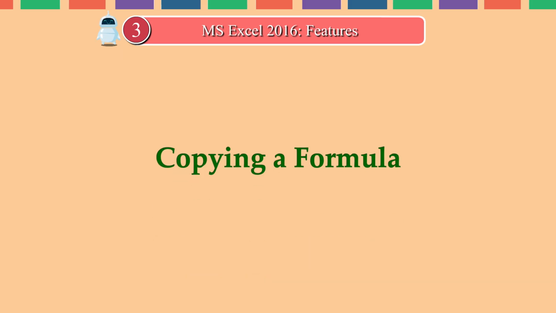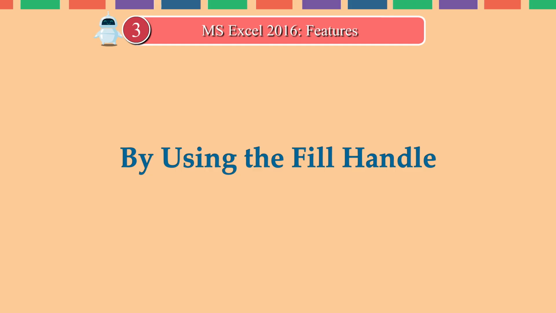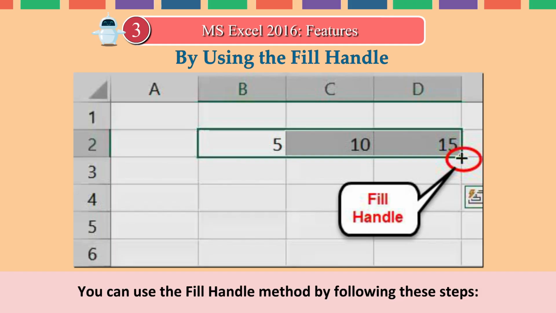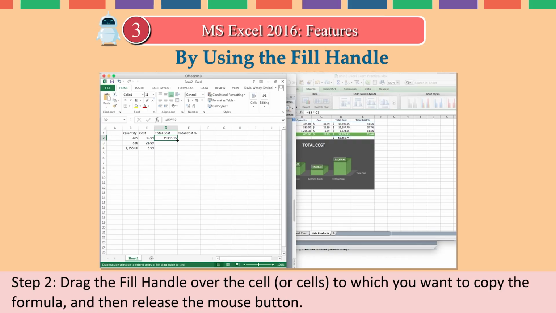Copying a formula. We can copy a formula by using two methods. By using the fill handle. You can use the fill handle method by following these steps. Step 1. Select the cell which contains the formula, then position the mouse pointer over the lower right corner of the cell until the black cross, plus, appears. Step 2. Drag the fill handle over the cell, or cells, to which you want to copy the formula, and then release the mouse button.